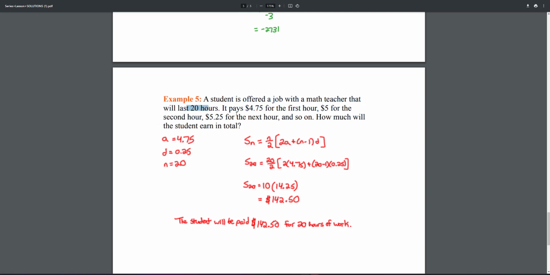I'm not going to do this, but you can read it yourself. A student is offered a job as a math teacher that lasts 20 hours. It pays $4.75 for the first hour, $5 for the second hour, and then $5.25 for the next hour, and so on. So how much will the student earn in total? Clearly, the student's pay is going up by 25 cents.